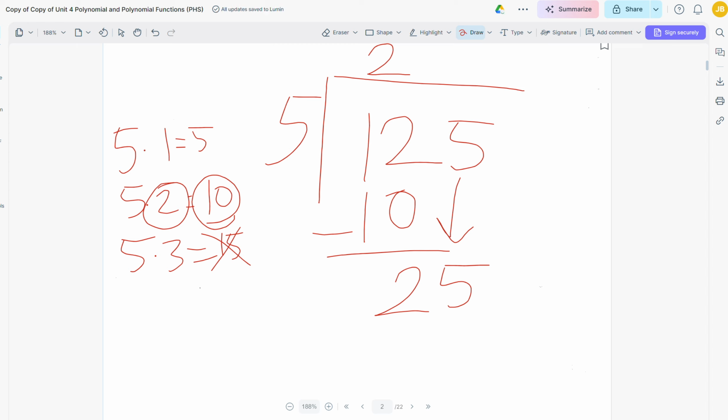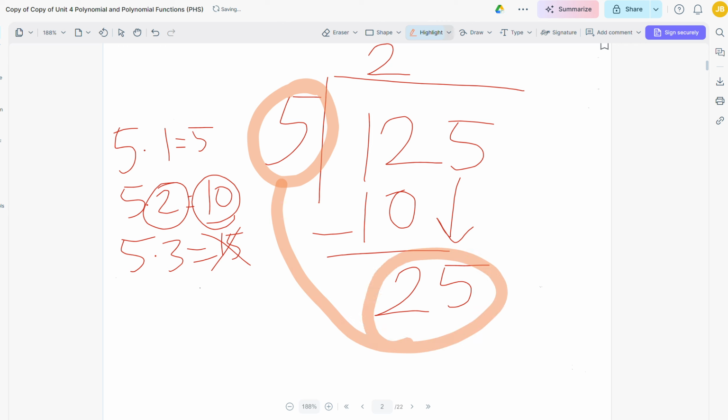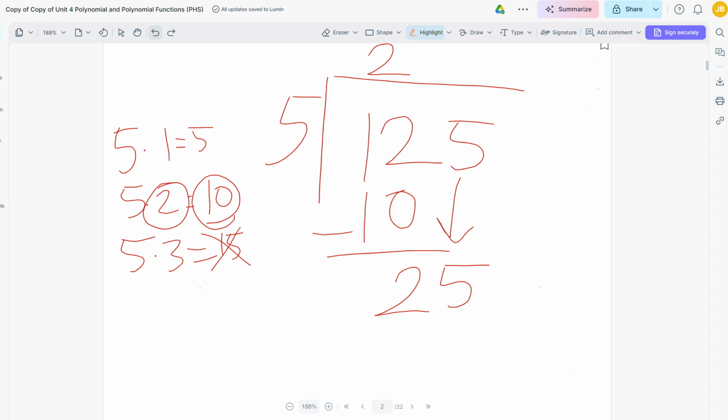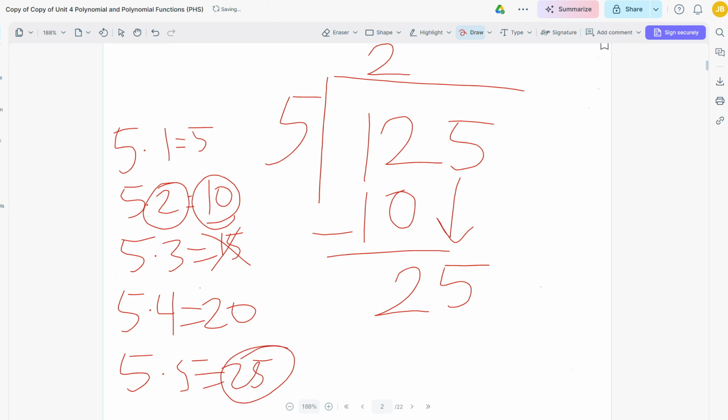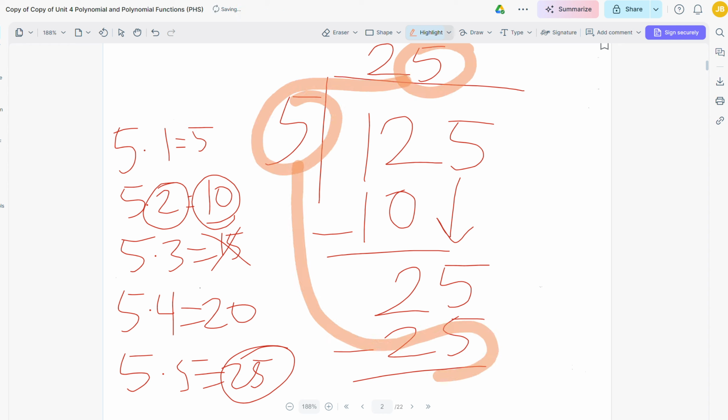And we repeat the process again. Ask ourselves, how many times does 5 go into 25? Well, luckily for us, we already started our multiplication table out to the side. 5 times 4 would be 20, and 5 times 5 would be 25. Ta-da, we can make it. So we're going to go ahead and multiply by 5, and we get 25. Subtract. Again, I multiplied 5 times 5 to get the 25 here.